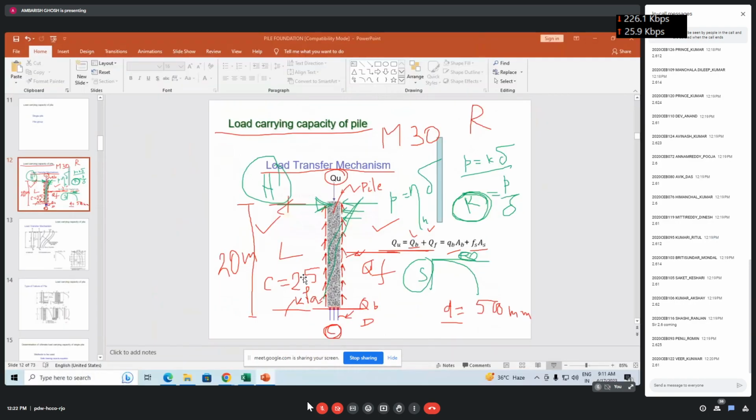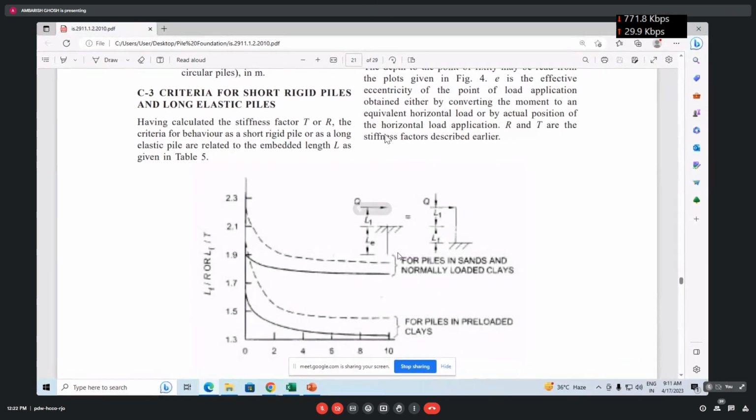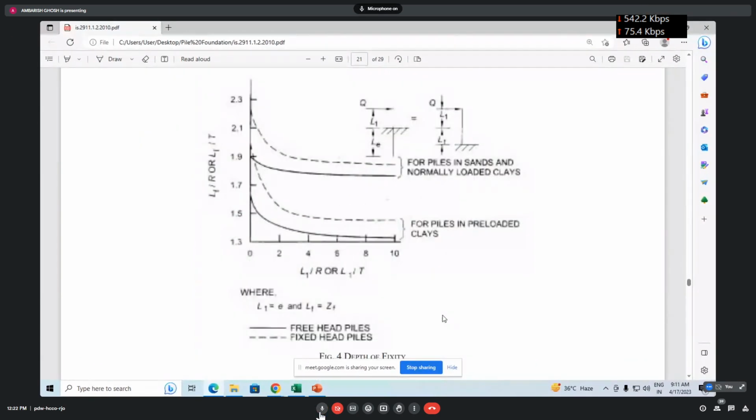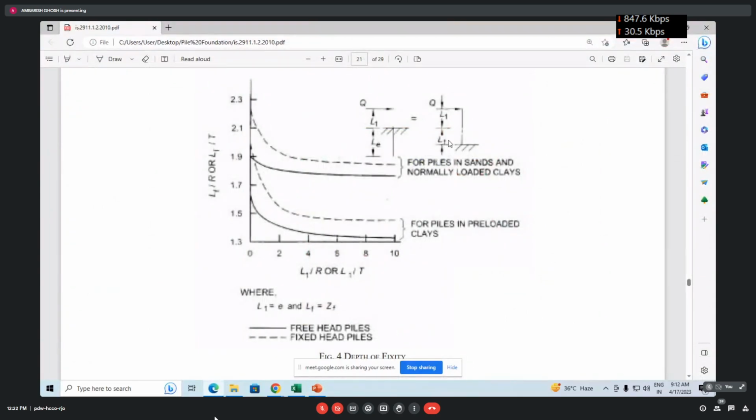If you go back to the code, you see here, Figure 4. We are now concentrating on calculating the depth of fixity. In the code, suppose one pile is here, and this is the ground level. From here, LF is the depth of fixity, and L1 is the eccentricity.